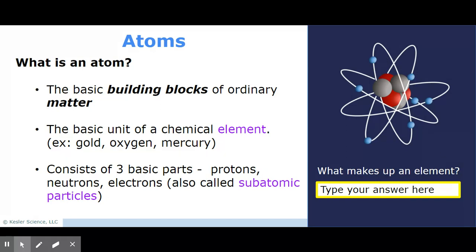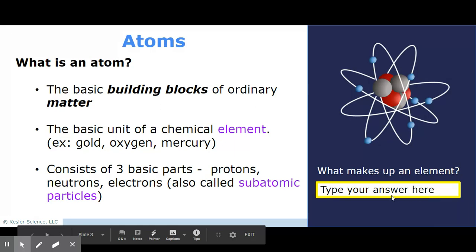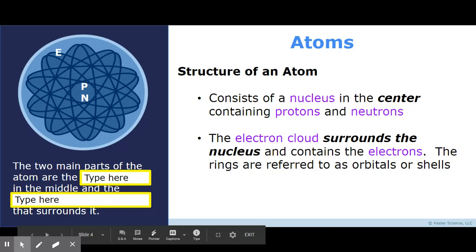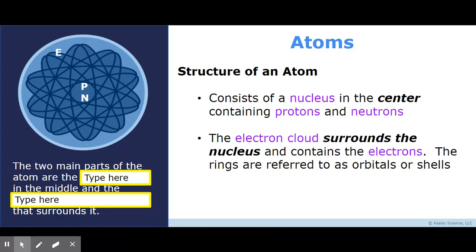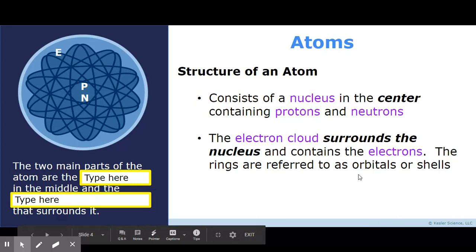What makes up an element? Type your answer here. Make sure you erase that part. The structure of an atom consists of a nucleus in the center containing protons and neutrons. The electron cloud surrounds the nucleus and contains the electrons. The rings are referred to as orbitals or shells. There are 2 main parts of the atom: the blank in the middle and the blank that surrounds it. Write your answer down based off of this information here.